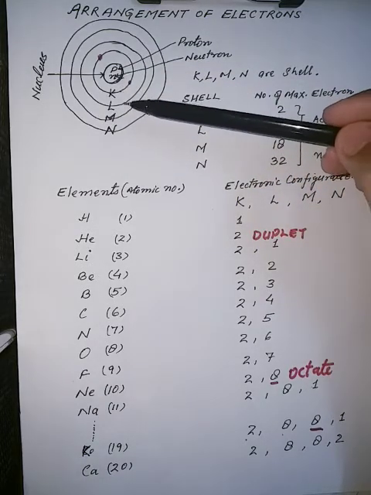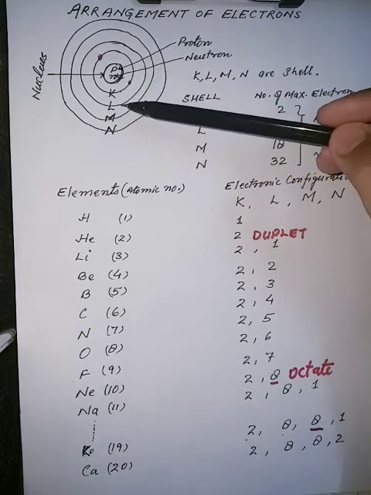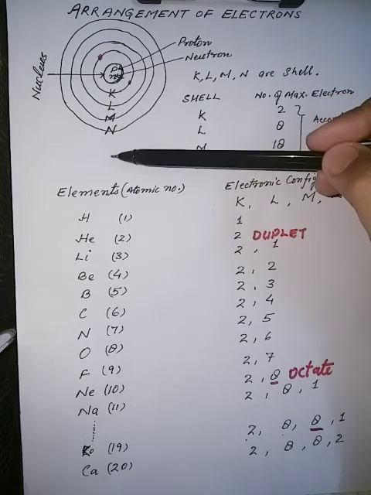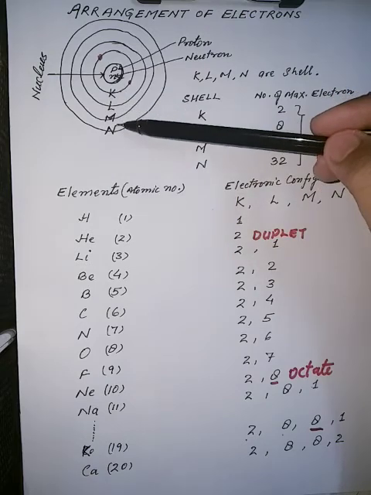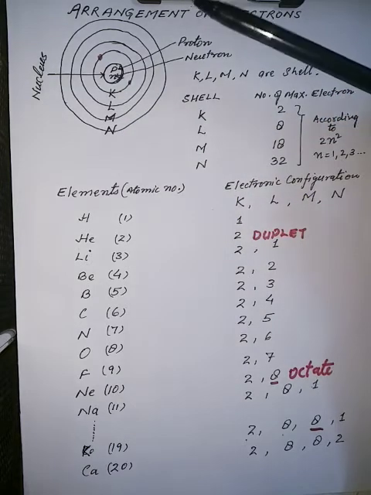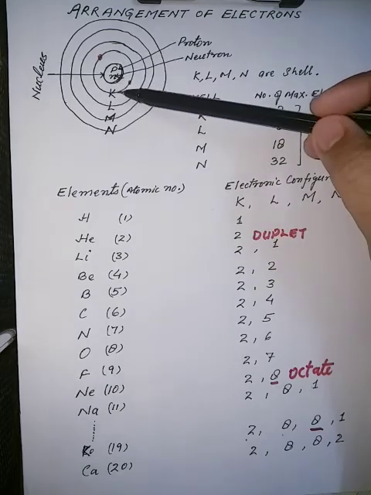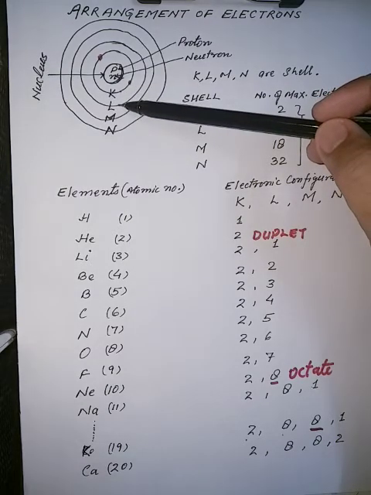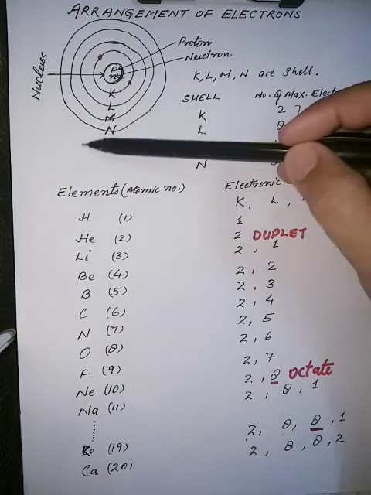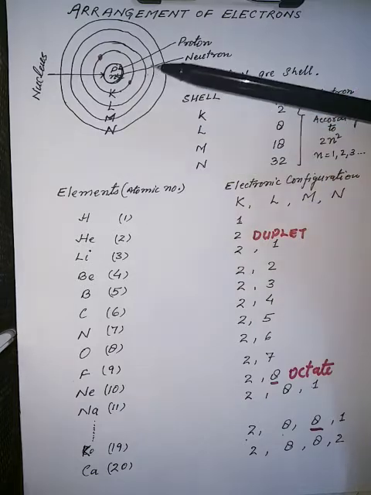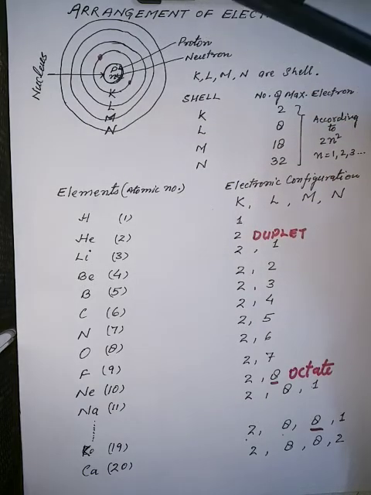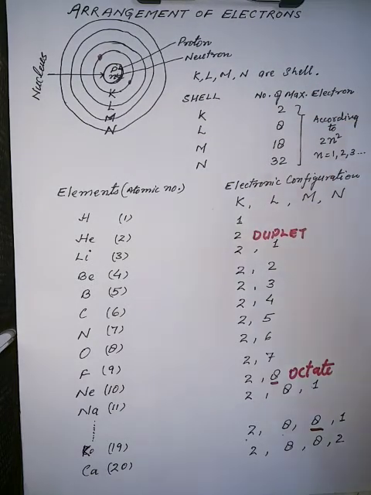You can see four types of shell: K, L, M, N. It may be O, P, Q, R as well, 1, 2, 3, 4, 5, 6, 7. These are the energy levels: first energy level K, second energy level, third, fourth, it may be fifth, sixth, seventh. So seven shells are possible as per the elements known according to the modern periodic table.